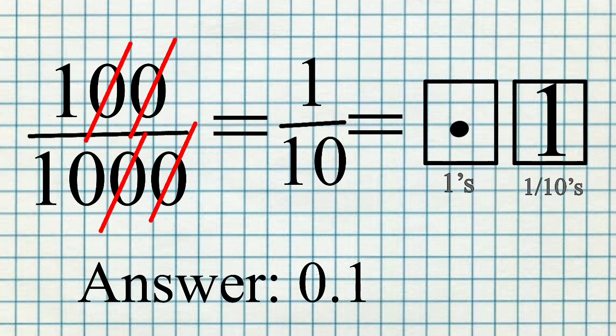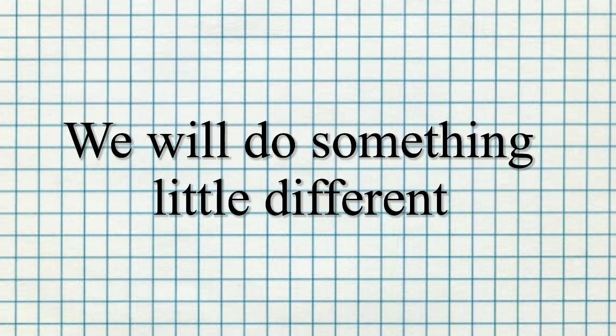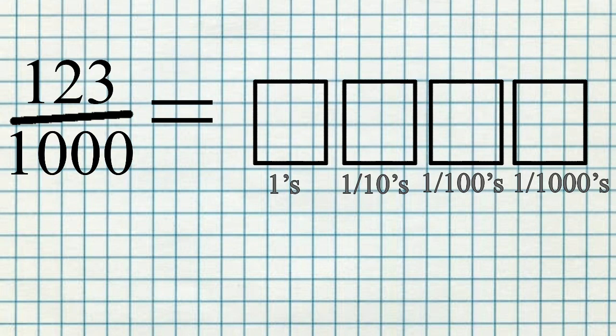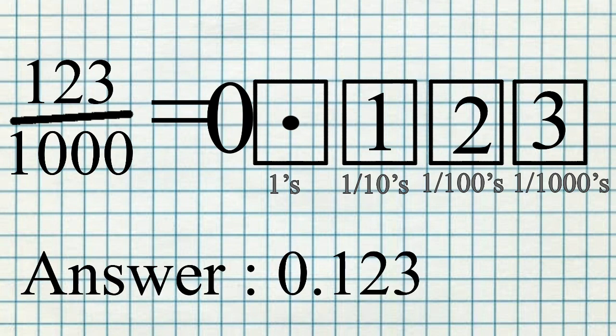This time, students, we do something a little different. Divide 123 by 1000. I will keep 1 in the 10th room. I will keep 2 in the 100th room. 3 will be kept in the 1000th room. Because we know that all the digits after the point are placed from left to right. This means from the 10th room to the 1000th, etc. So the answer will be 0.123.